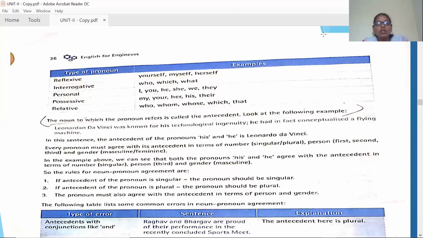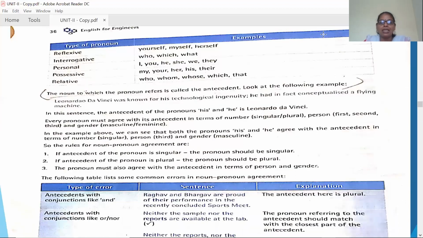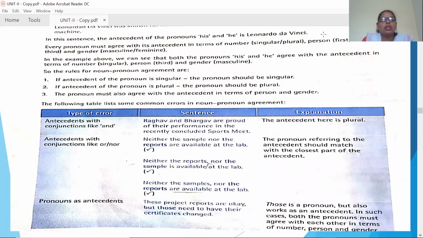The pronouns must also agree with the antecedent in terms of person and gender, as we have discussed. The following table lists some common errors in noun pronoun agreement. So let us see some common errors that we generally make. Type of error, sentences and explanation. I told you what an antecedent is: the noun which the pronoun agrees with, we call it the antecedent. Now the type of error that students generally make.